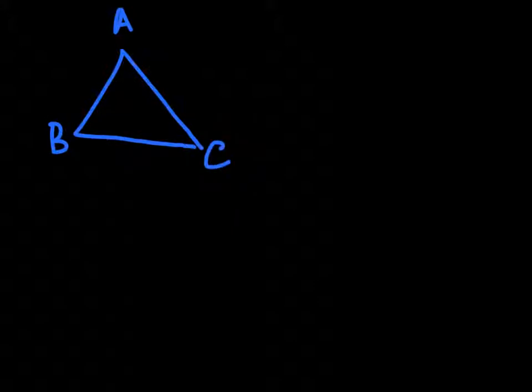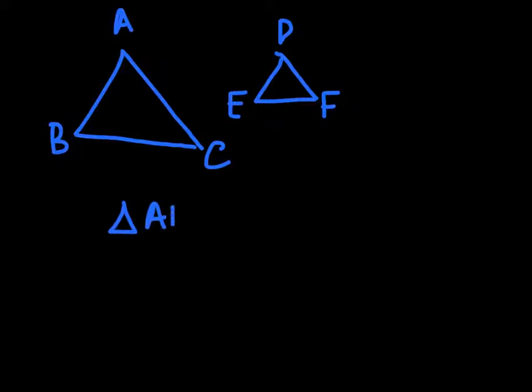For example, let's look at triangle ABC. And let's draw a similar figure, DEF. So these two triangles have the same shape, but they're not the same size. So we would write that as triangle ABC is similar to triangle DEF.